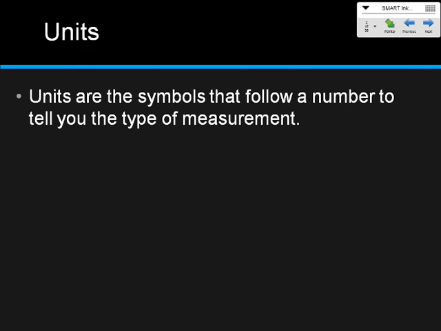Now, units are symbols that follow a number to tell you the type of measurement. If I say that it takes 5 for me to get from here to my house, then you don't know if that's 5 miles, 5 minutes, 5 seconds, or if somebody was going to tell you, I'll meet you in 20. Well, is that 20 hours, 20 days, 20 minutes, right? So we have to have units at the end of the number to make sure we know what type of measurement it is.